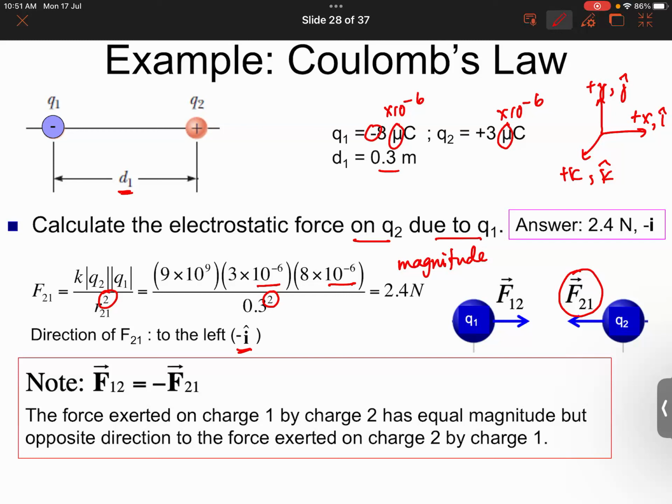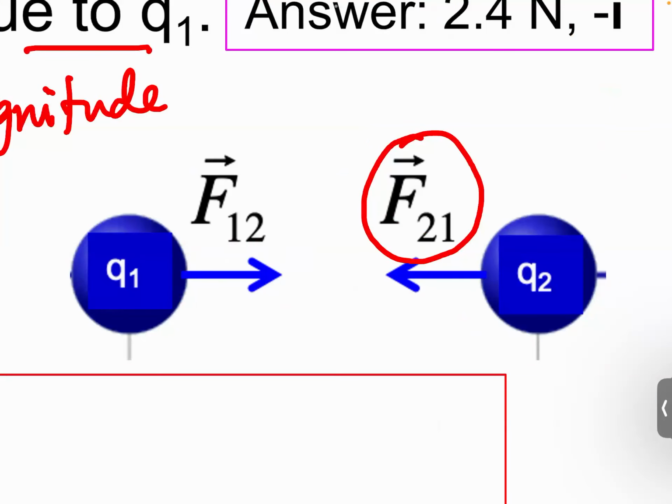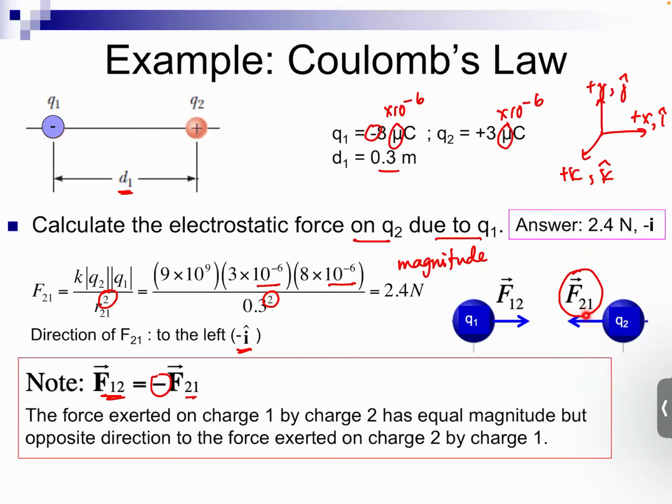If you wanted to find the force on Q1 due to Q2, then if you calculate the magnitude, you'll end up with the same magnitude because you're still using the same Q1 and Q2 values. But what's different is the direction. As you can see in the free body diagram here, the direction of F12 is opposite the direction of F21, but the magnitude is still the same, 2.4 newtons.